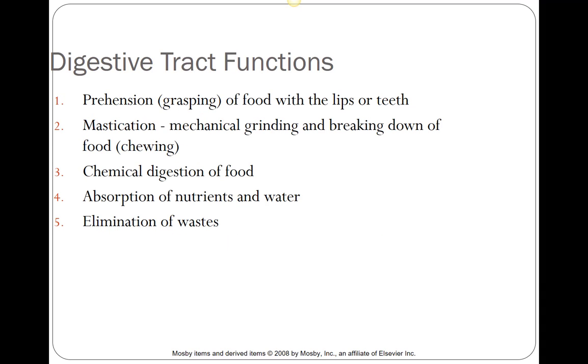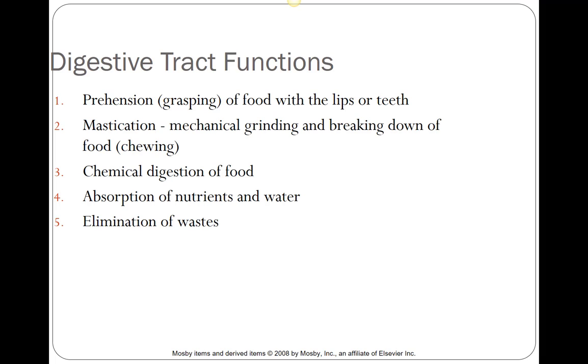So when we look at the digestive tract, there are 4 major functions that come along with it. First is prehension of food, so this is grasping. This is done in different ways. Primates like us use our hands for prehension of food. Horses use their lips. Dogs and cats use their teeth. Cattle and a lot of other ruminants actually use their tongue to grasp food.